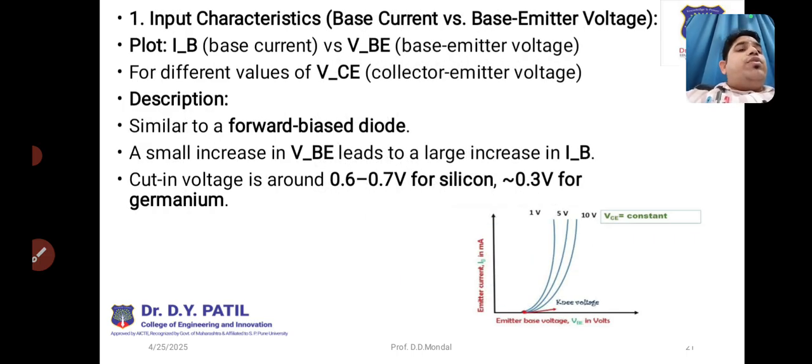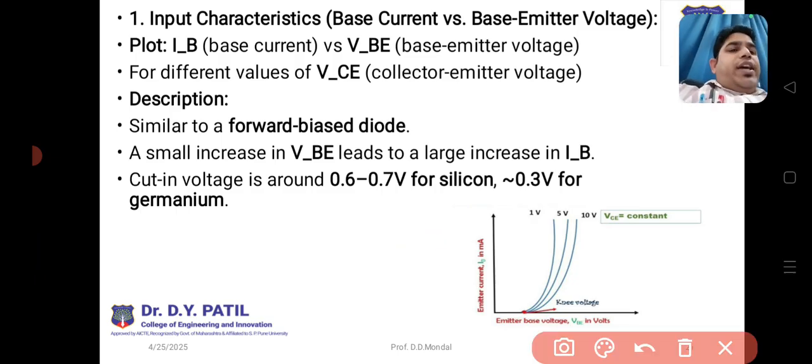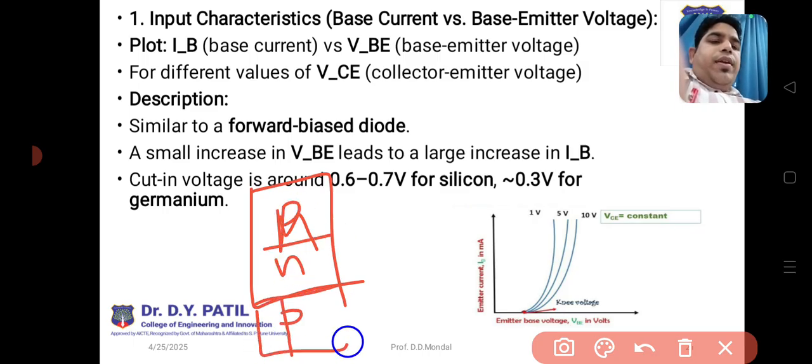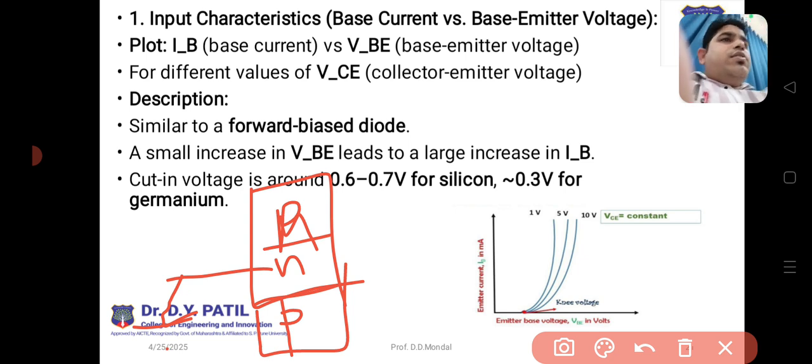The input works the same as a PN junction diode. We can see P, N and P. The input junction works the same as a PN junction diode. There is a knee point at 0.7 volts, and after that it turns on and the current rapidly increases.